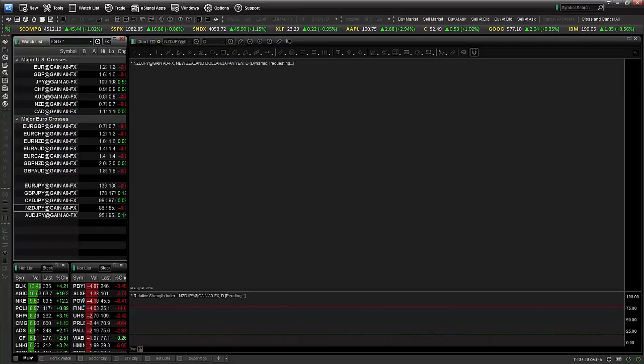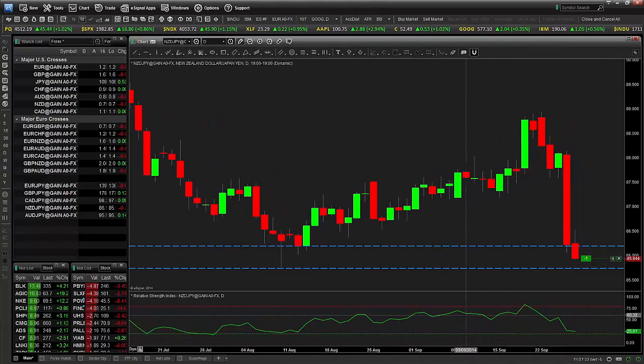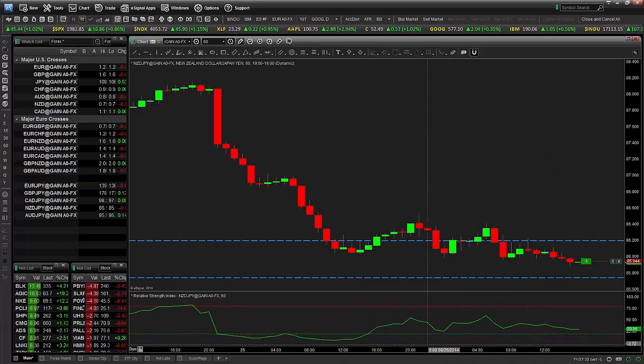And the last thing that we're going to look at this week is New Zealand yen. I got short this thing right at the very end of the day. And if I drop this down to my 60-minute time frame, my trading time frame here, I'm going to show you why I did it.